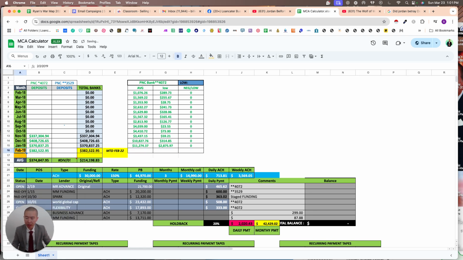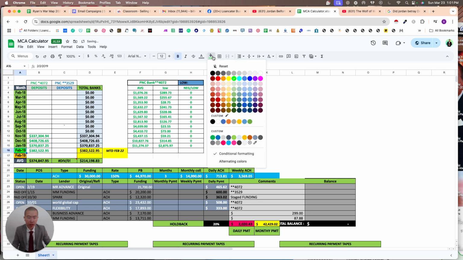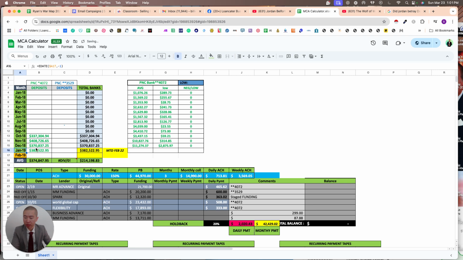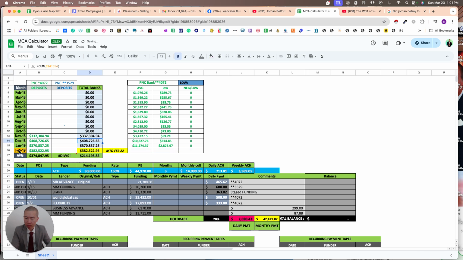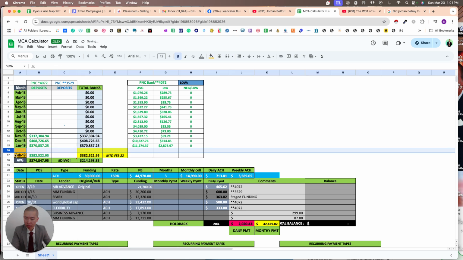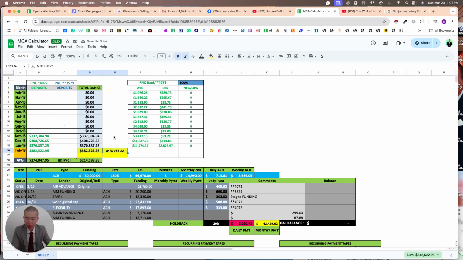And this is important because you need to understand how much money the business is bringing in, right? So how much money is bringing in on a month-to-month basis rather than the P&L.